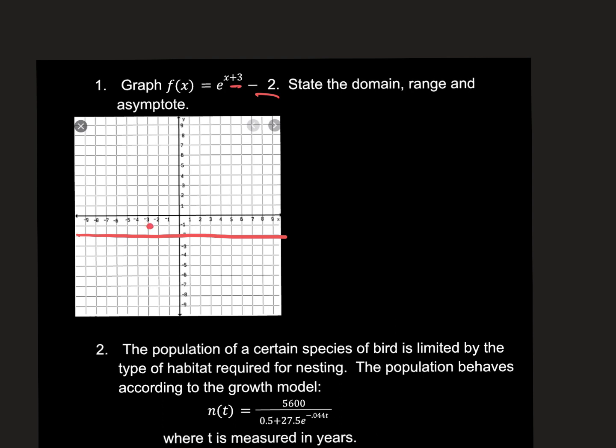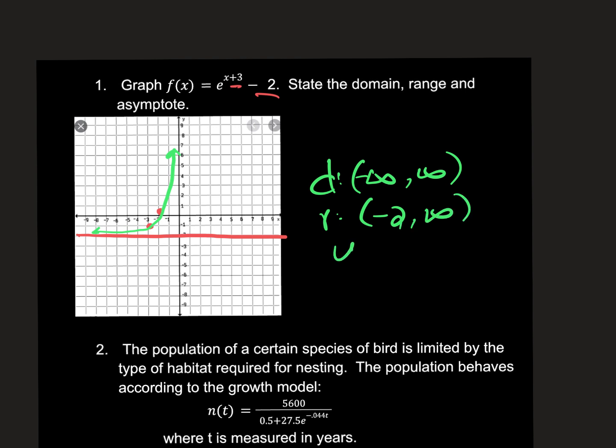And then I'm going to go 1 to the right and go up 2.71828 from the asymptote, because that's the value of e, 2.71828. And there you have it. The domain, all reals. The range is going from -2 to infinity. And the asymptote is y equals -2. Your asymptote and your range will always have the same number inside it.